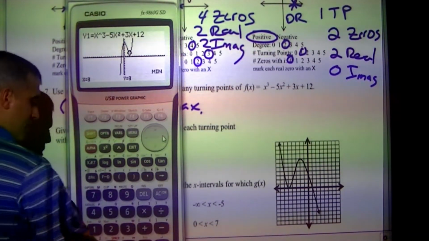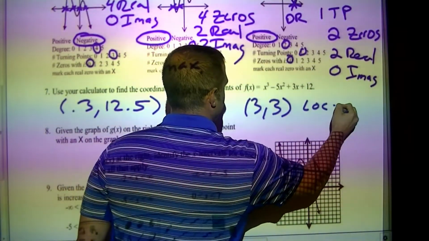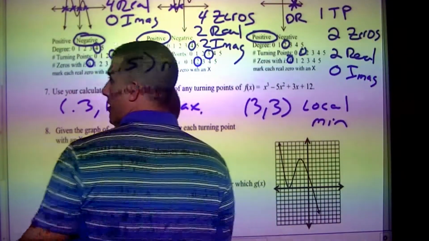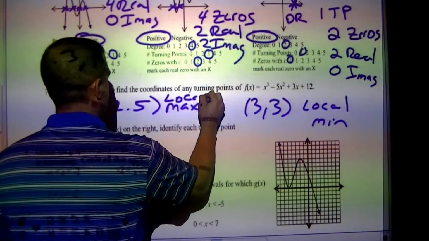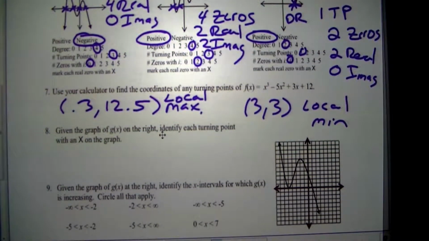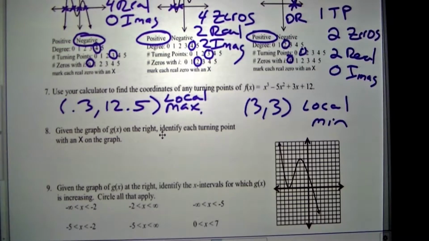Okay. I've got 3, 3. All right. That's my local min. I have my local max. Okay. So that's the turn points for there.